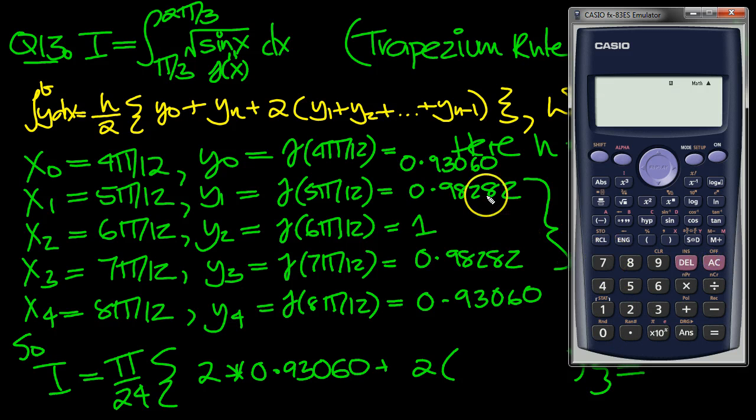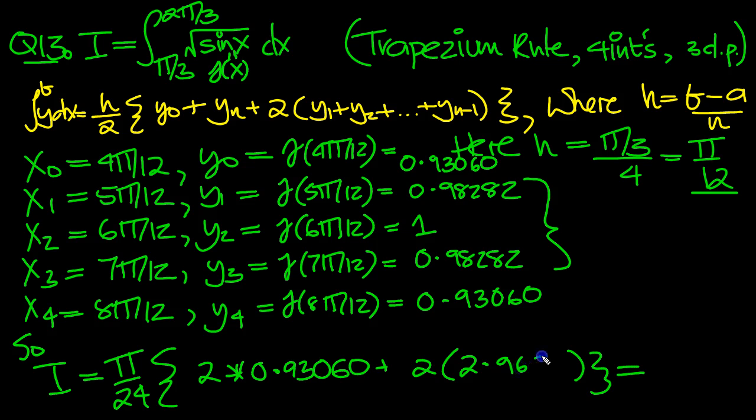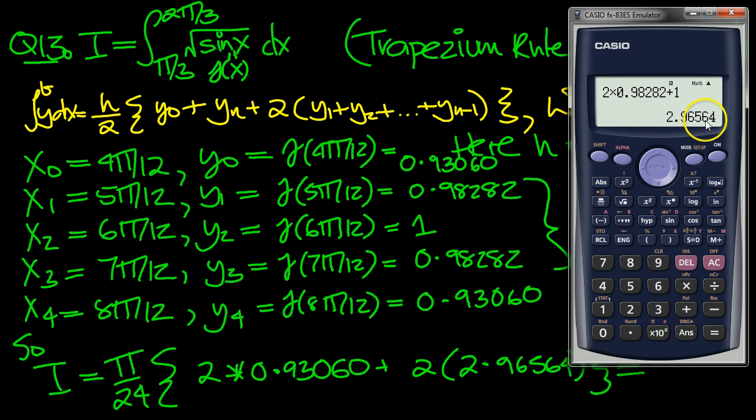So what have we got? We've got 0.98282 twice, so I'll write 2 times, plus 1. Work out that number, it's 2.96564. Now we can work out the final answer. Times this number by 2 then. We get this number here. And then plus 2 times 0.93060.